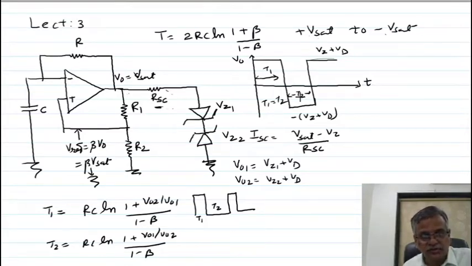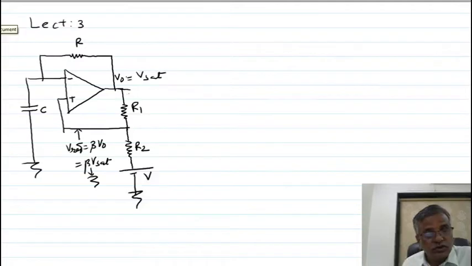square wave output, then you can use a Zener diode with a different breakdown voltage, and in that condition T1 and T2 are given by this equation. If you connect the DC voltage battery as shown in the figure, then the capacitor will swing between these two voltage levels.